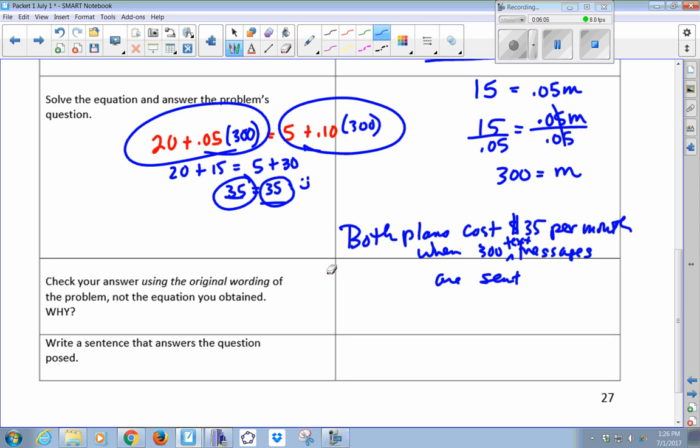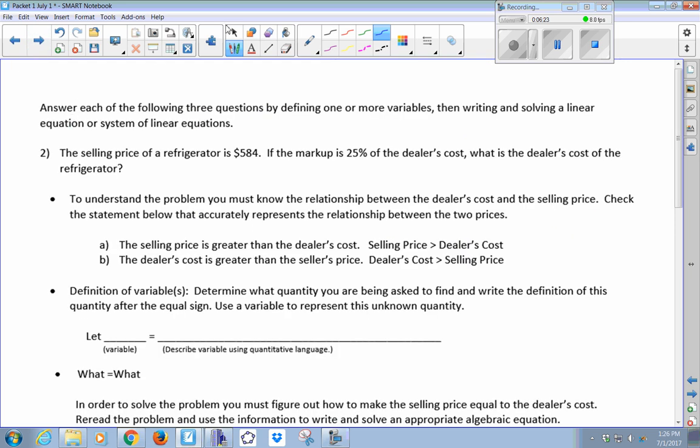Then you have to say, well, what's going on here? What's equal to what? Because if you can't figure that out, you'll never be able to create an equation. So then you figure out what's equal to what. In this case, when are both costs equal? And then you solve your equation from there. And you always check your work. Let's take a look at another one here.